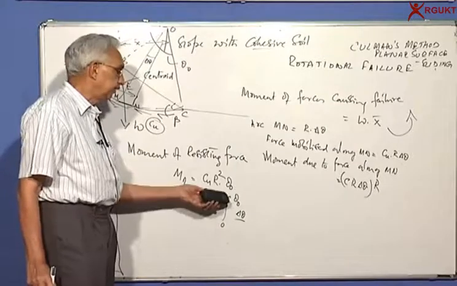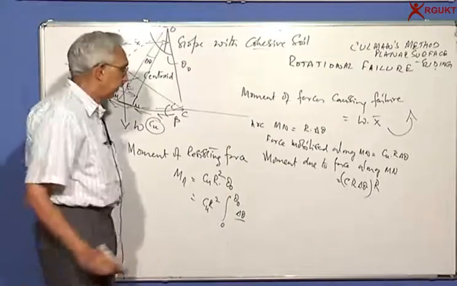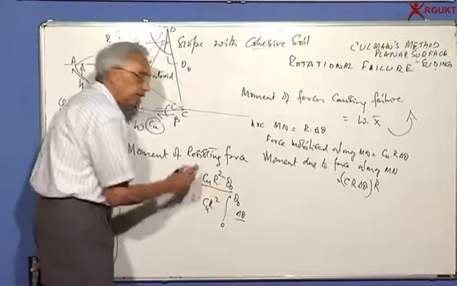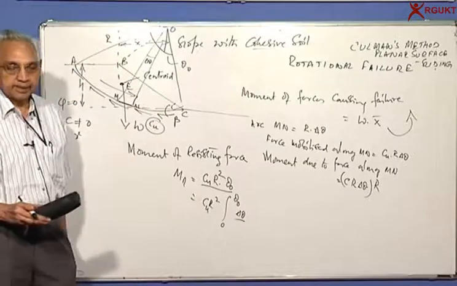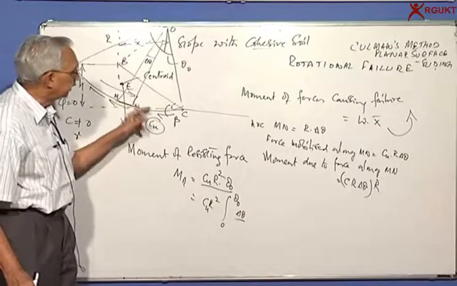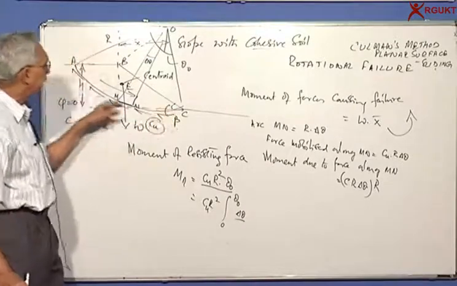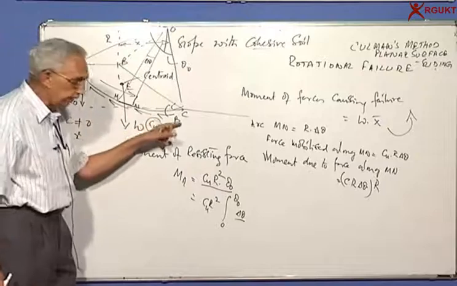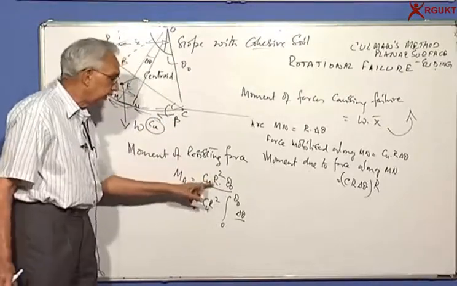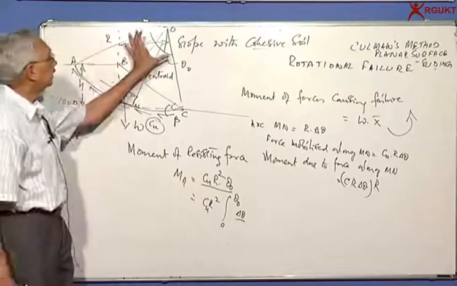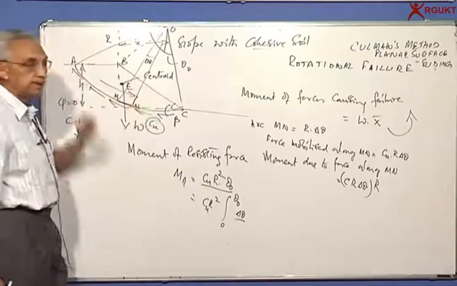From limit 0 to theta naught gives me theta naught. So here is the total moment. When this mass of soil is trying to slide down, the soil is mobilizing undrained shear strength along the arc length. So Cu into R into arc length, which is R into theta naught. This is theta naught, and R is the arc length.